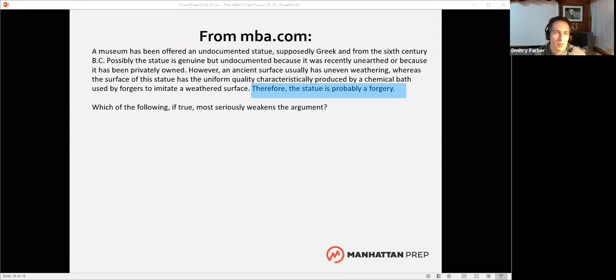So in some ways, what this matches is what we saw before with the rain and the crops one. They're saying, look, the premise says if it was a forgery, they would probably use a chemical bath. And the conclusion is saying, hey, if they gave it a chemical bath, it's probably a forgery. And that's not necessarily the same thing, right?